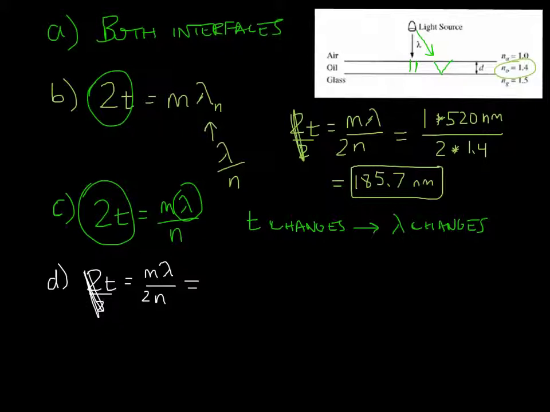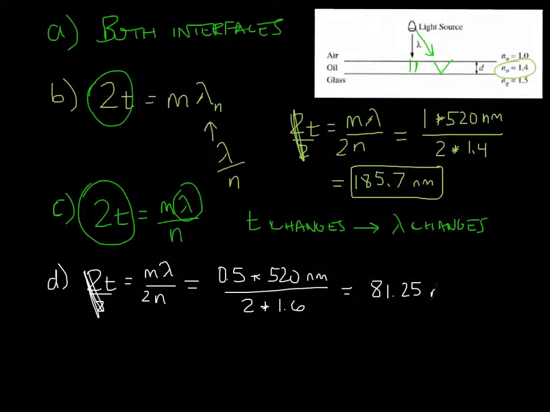So that means the conditions for constructive and destructive interference are reversed. So to get the constructive interference, to get the intense green light, the m, instead of being the lowest possible integer value, is now going to have to be the lowest possible half integer value, which is 0.5. So 0.5 times 520 nanometers divided by 2 times the new index of refraction of oil, which is 1.6, and from that you get an answer of 81.25 nanometers as the thickness.